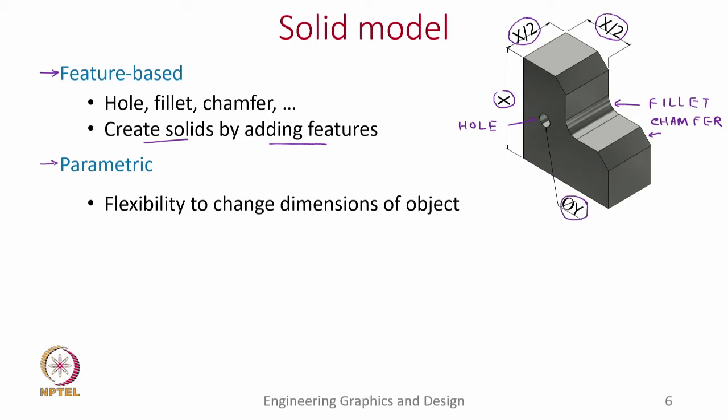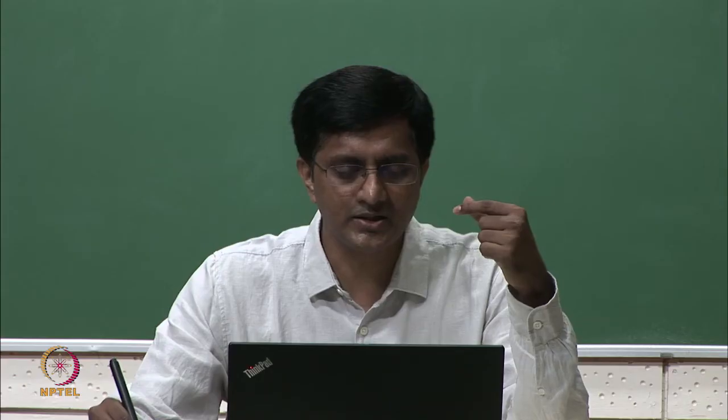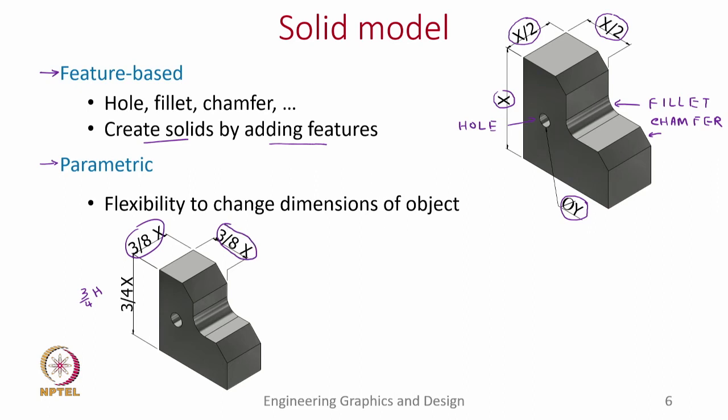Using this, if we have developed a solid model, later you can come back and change the dimensions of this object. So, let us say now I increase the height by 3/4, so 3/4 of the initial height h. Once I change the height, it will automatically change the depth as well as this dimension. But if you notice carefully, the size of the hole remains the same as in the original object, because that is defined by a different variable y.